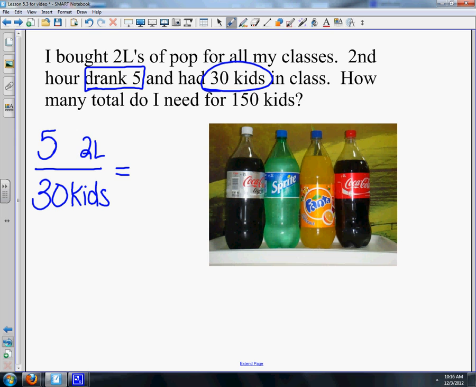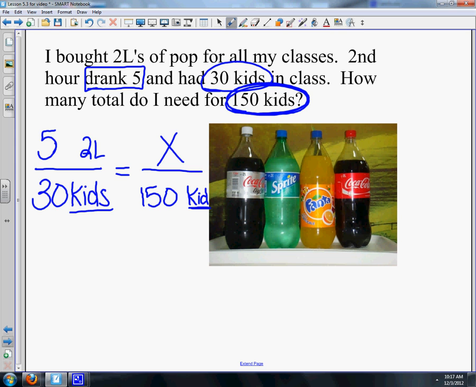They gave me 150 kids. Now I put that number on the bottom with the other kids. I have to match up. So this kids is on the bottom, so I'm going to put this kids on the bottom. And I don't know how many 2 liters to buy. So when I go to Meijer, I need to know how many 2 liters to put in my cart.